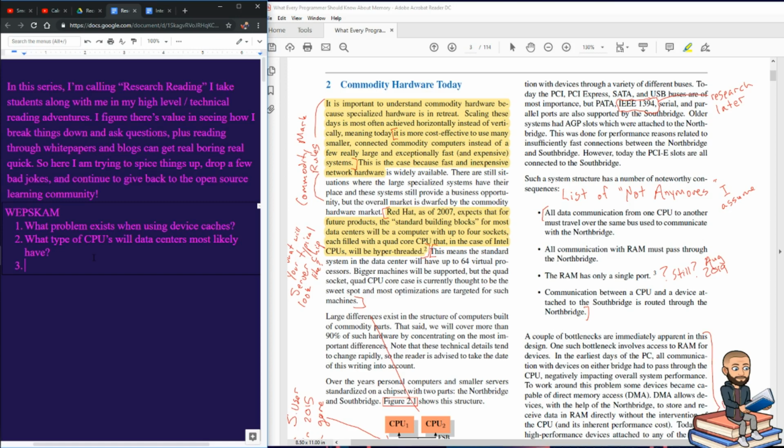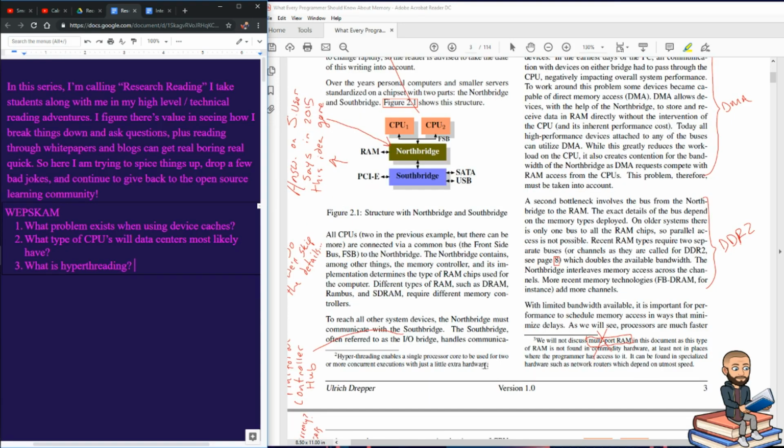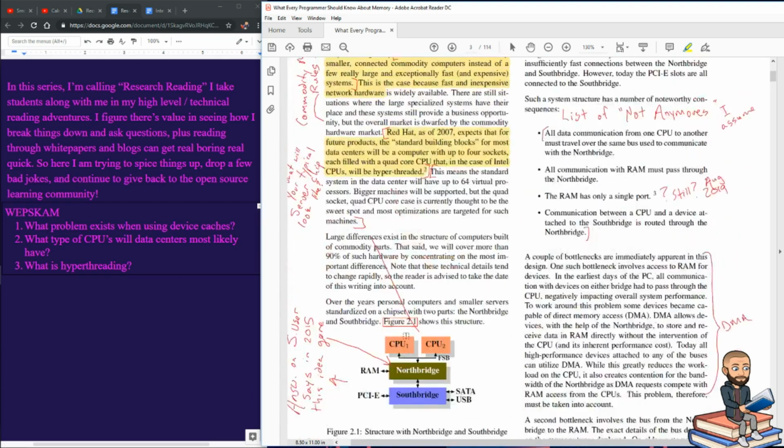And to be a really good student and explain fully, you would say that those quad-core CPUs will also be hyper-threaded. So then my question is, what is hyper-threading? Rather than all those fancy words, I would say something like, hyper-threading is when multiple cores can execute different instructions at the same time. The whole idea is concurrent executions.